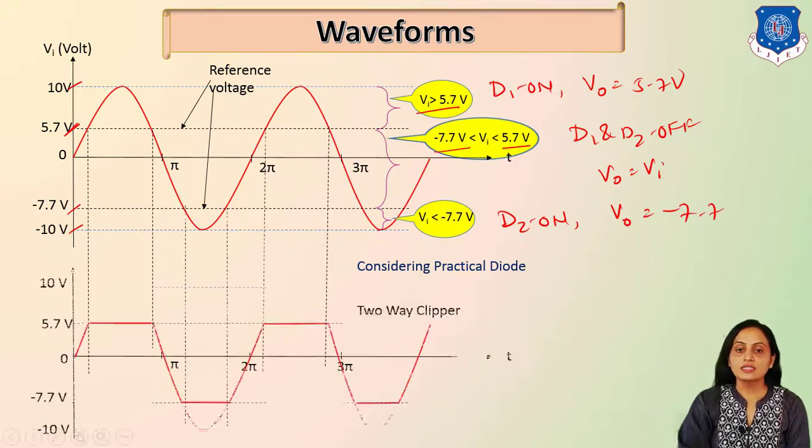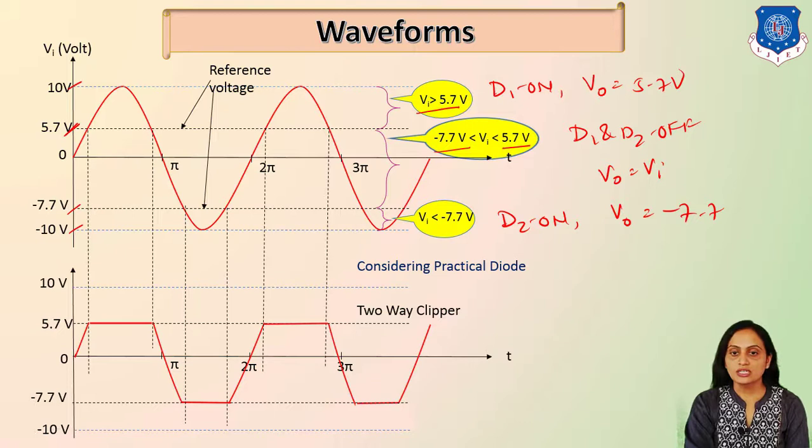So if we plot this output voltage considering the practical diode, then the signal which is above the 5.7 and signal which is below the minus 7.7 is being clipped off.